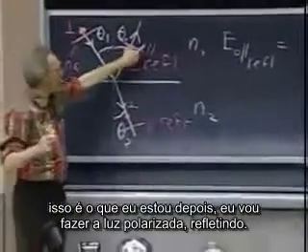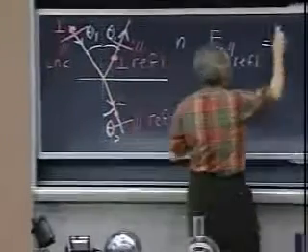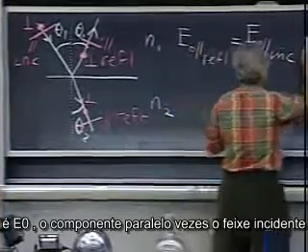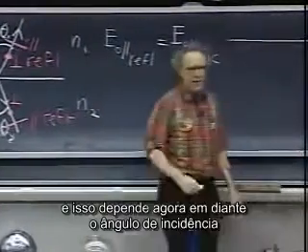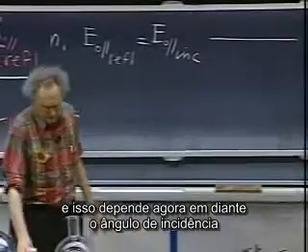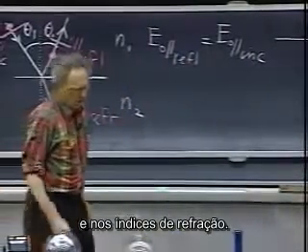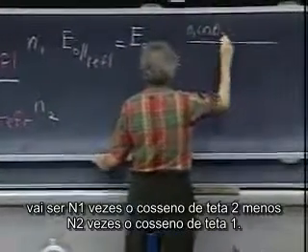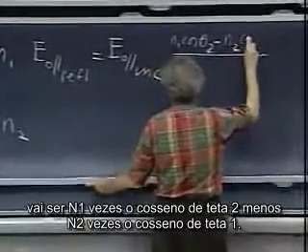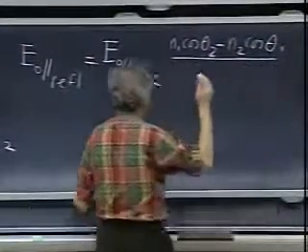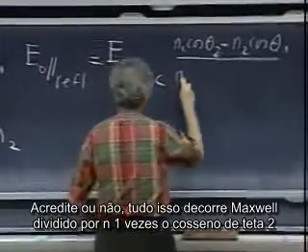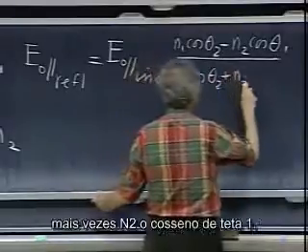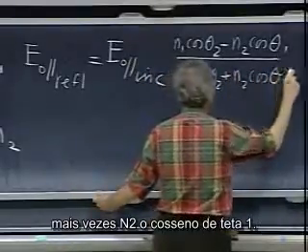I'm going to make polarized light by reflecting, is E0, the parallel component of the incident beam, times, and this depends now on the angle of incidence and on the indices of refraction. It's going to be N1 times the cosine of theta 2 minus N2 times the cosine of theta 1. Believe it or not, all of this follows from Maxwell, divided by N1 times the cosine of theta 2 plus N2 times the cosine of theta 1.